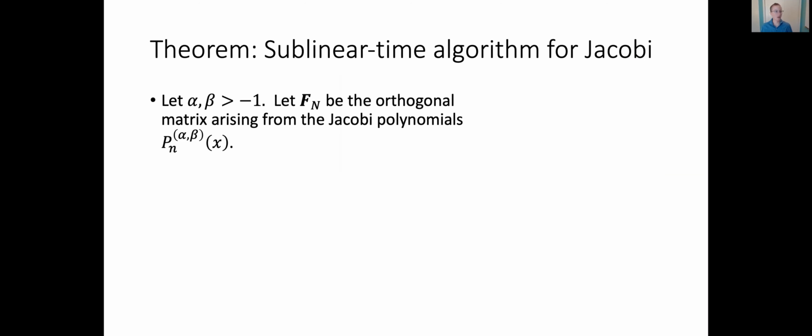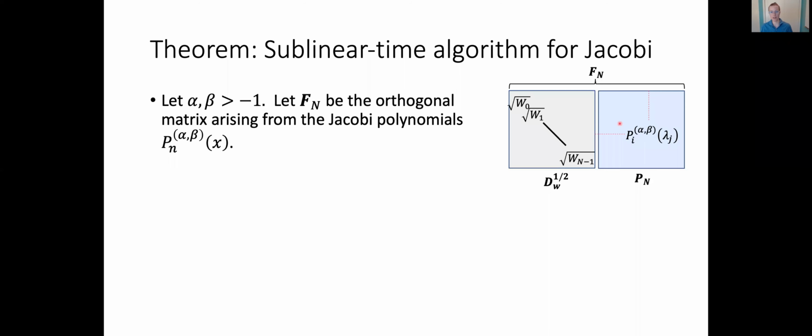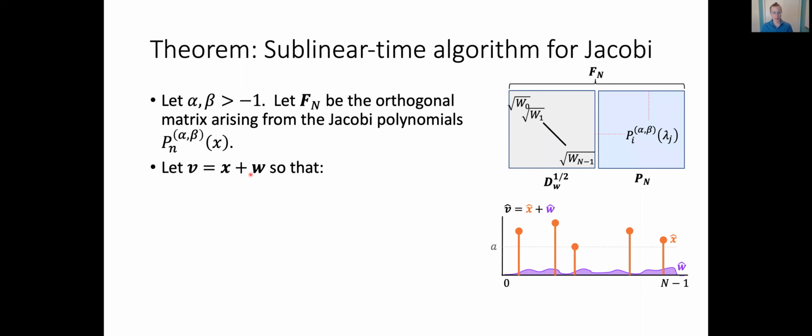Suppose that P sub n, alpha beta, are the Jacobi polynomials, and suppose that Fn is this orthogonal matrix that we talked about before. So here's Fn, it looks like this, just as a reminder. And suppose we have some vector v, which is x plus w, so that the Jacobi transform of v hat looks like this. So v hat is equal to x hat plus w hat, and x hat is the spiky part, and w hat is the noise.